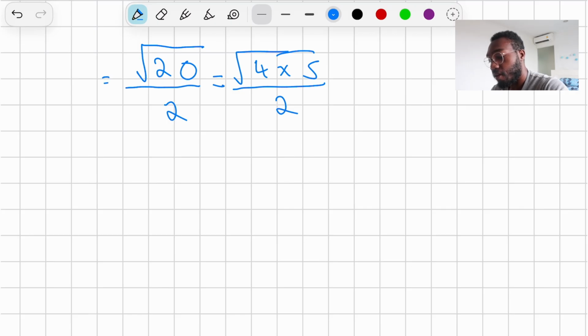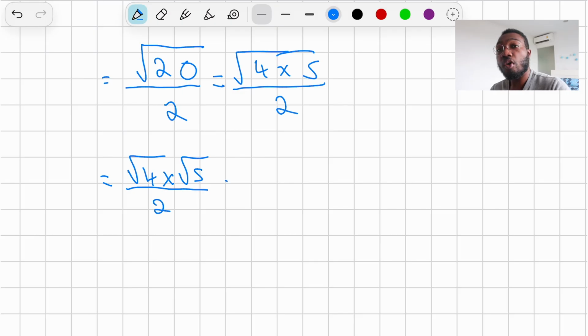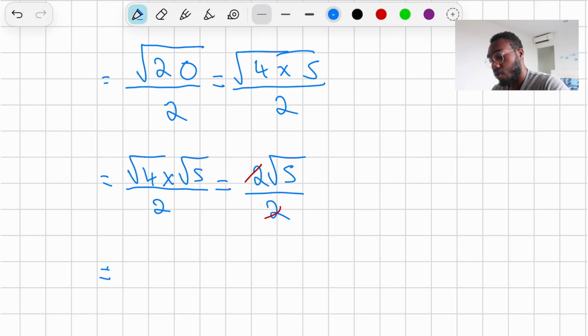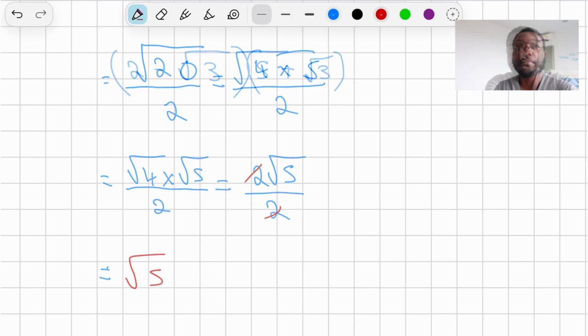And then if we rewrite that, we get the square root of 4 times the square root of 5, and that is over 2. We know the square root of 4 is just 2, so then that will be 2 root 5, and that is all still divided by 2. And 2 root 5 divided by 2, the 2s will just cancel out. Therefore, we are left with the square root of 5, okay?